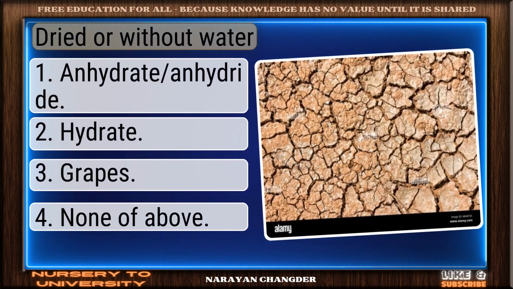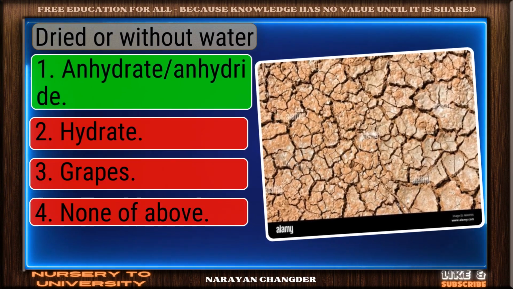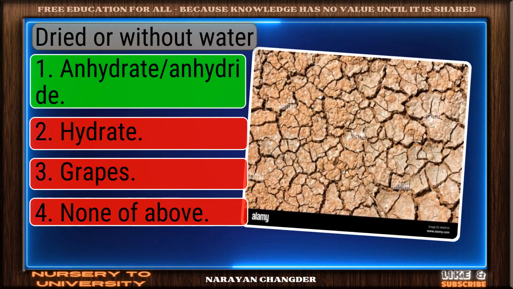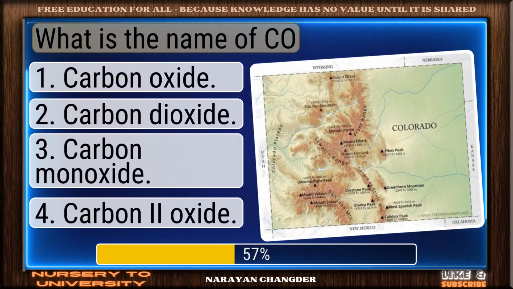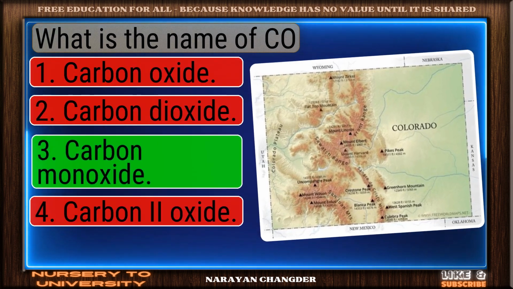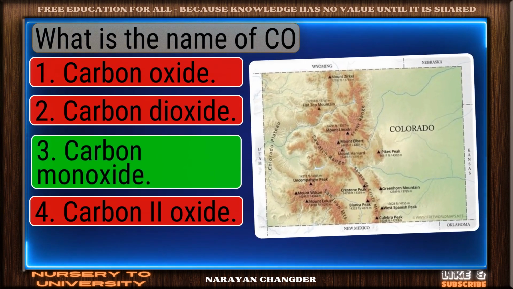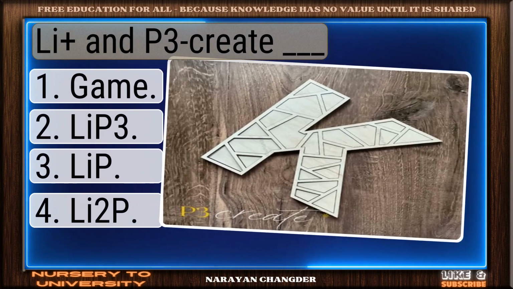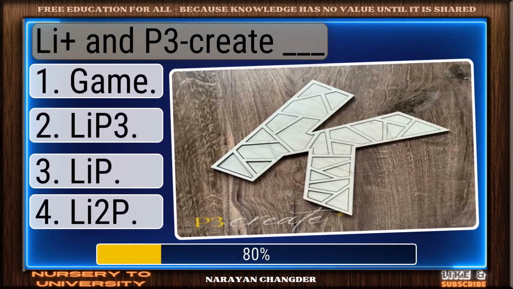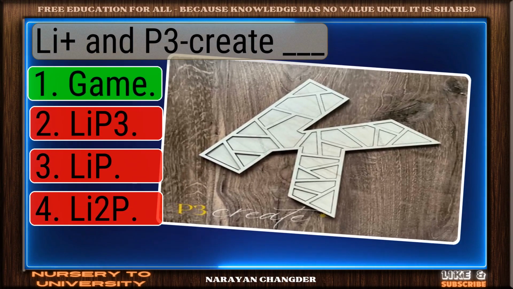Dried or without water. Nice work. You chose anhydrating anhydride, and it is correct. What is the name of Co? Clear logic. Your choice carbon monoxide is sound and 100% true. Li plus and P3 create dash. Good job. Your answer game works well here.